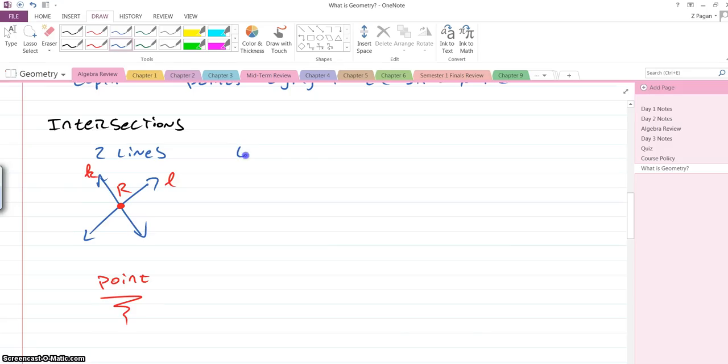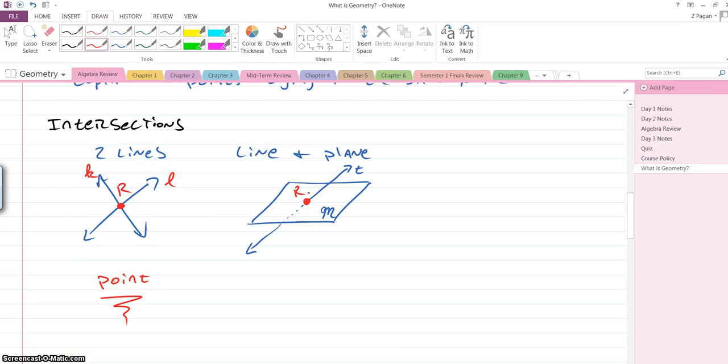Pretty self-explanatory. What if I have a line and a plane? What would the intersection of a line and a plane look like? Well, let's actually start with the plane. So we know a plane is a flat surface. Now, a line and a plane actually intersect at a point. So for instance, if I have a line here, alright, let's call this plane M, we'll call this line T, and they intersect at point R again.